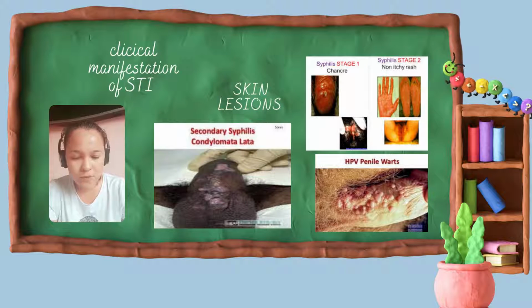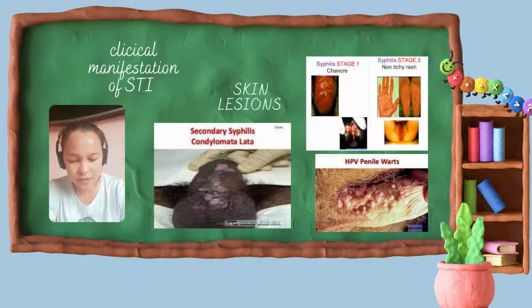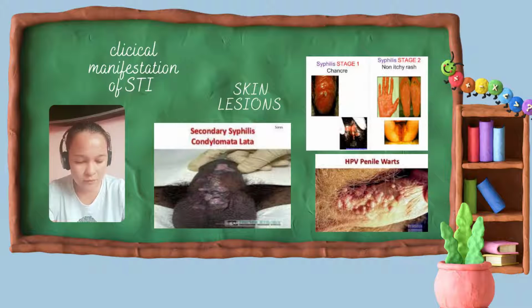Clinical manifestations of sexually transmitted infections. Skin lesions. First is ulcerative lesions. Under ulcerative lesions is chancre. This is a primary lesion of syphilis, painless and well delimited. Second is chancroid. This is an ulcer with rugged edges and is painful. Genital herpes starts as a vesicle that becomes an ulcer after rupture.